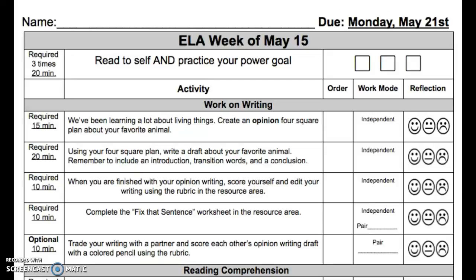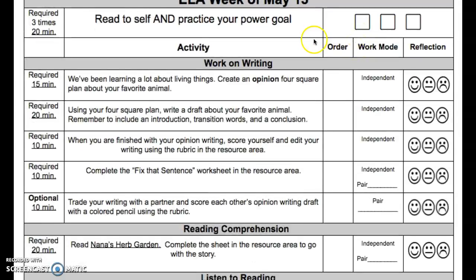This ELA activity list for week of May 15th isn't due till next Monday, May 21st. Required for 3 times for 20 minutes each. Read to self and practice your power goal. Check each box when you've completed it.